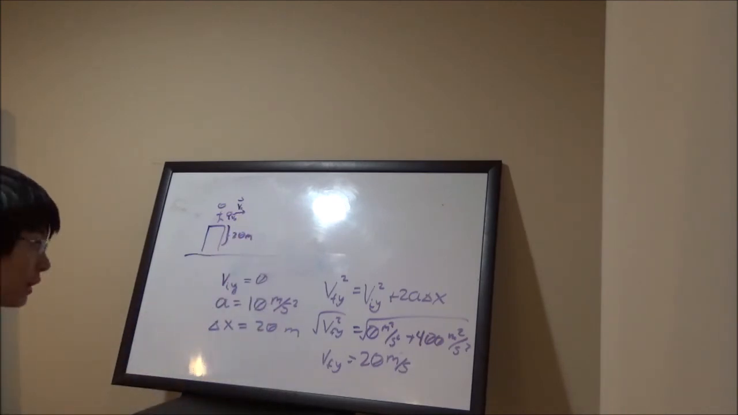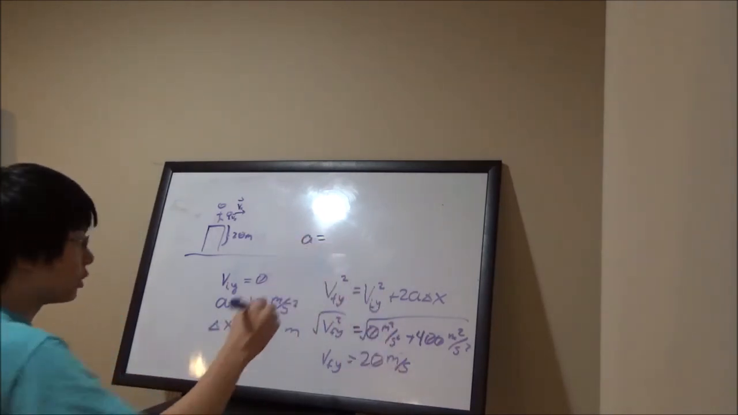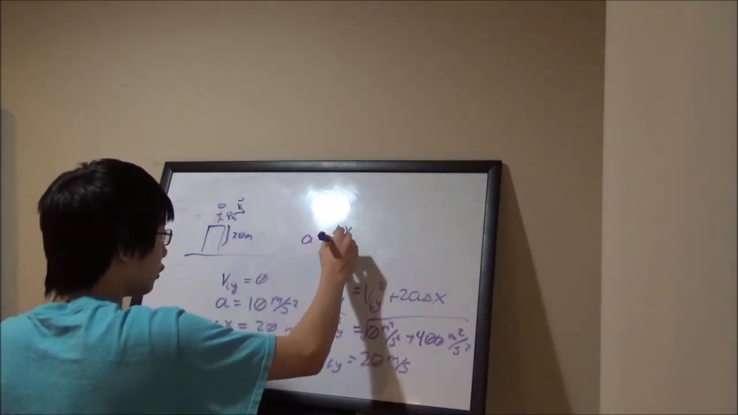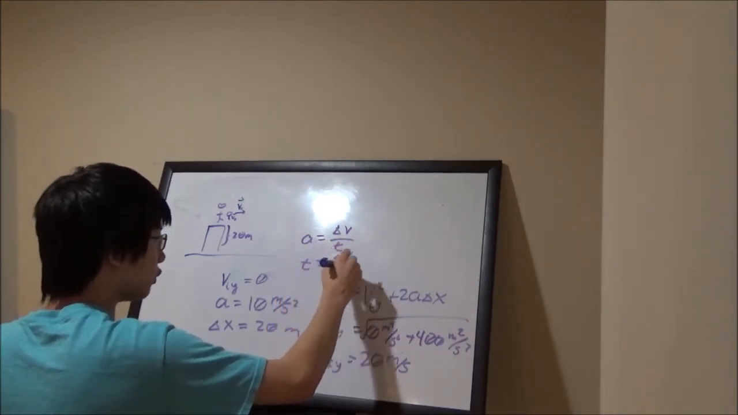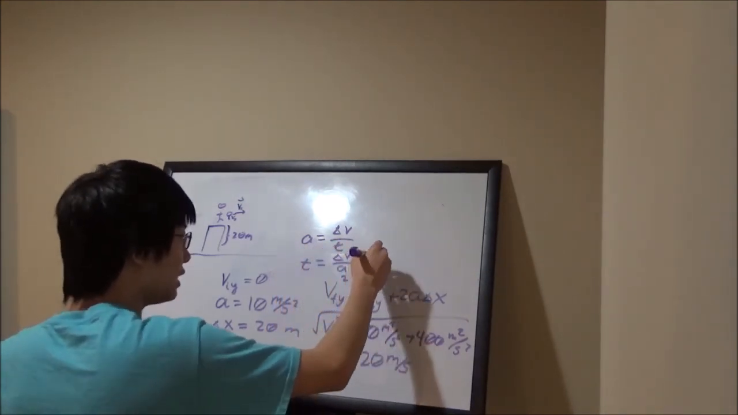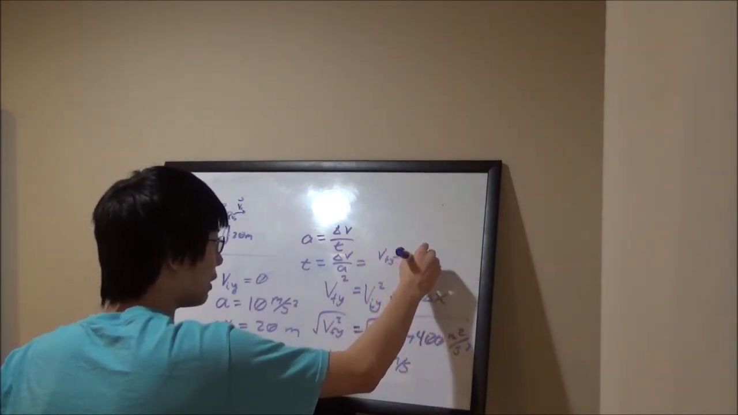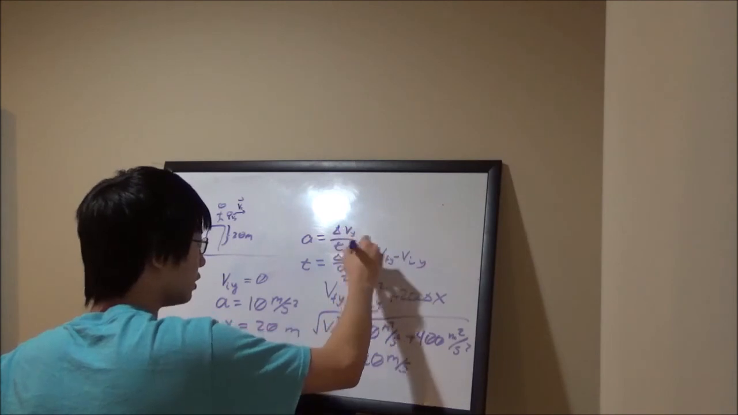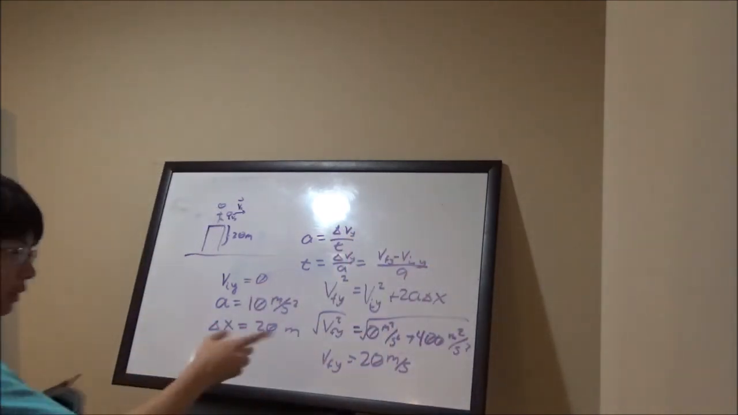Now can we find the time that the ball took to travel to the ground? Yeah, of course we can find the time, because we know that a is equal to delta v over t. So that means t is equal to delta v over a. And delta v is equal to Vf minus Vi. I'm going to put a y here to remind us that we are working in the y direction, divided by a. Do we know these values? Yeah, we just calculated the values right here.